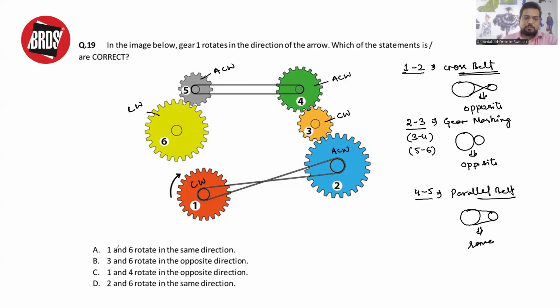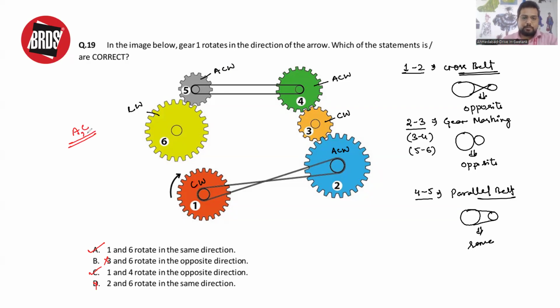Now the very first option is saying gear 1 and 6 rotate in the same direction. Yes, that is true. Gear 3 and 6 rotate in the opposite direction. So 3 is rotating clockwise, 6 is also rotating clockwise. So this is the wrong one. Gear 1 and 4 rotate in the opposite direction. So 1 is rotating clockwise, 4 is rotating anti-clockwise. So that is the correct option. 2 and 6 rotate in the same direction. So 2 is rotating anti-clockwise, 6 is rotating clockwise. So this would also be a wrong option. The correct answer for the question would become A and C.